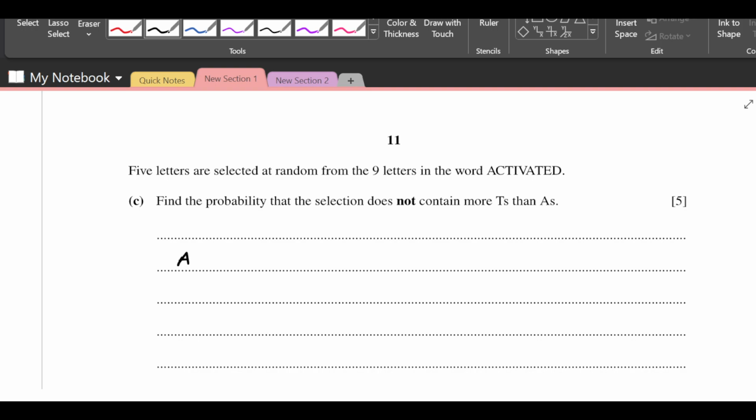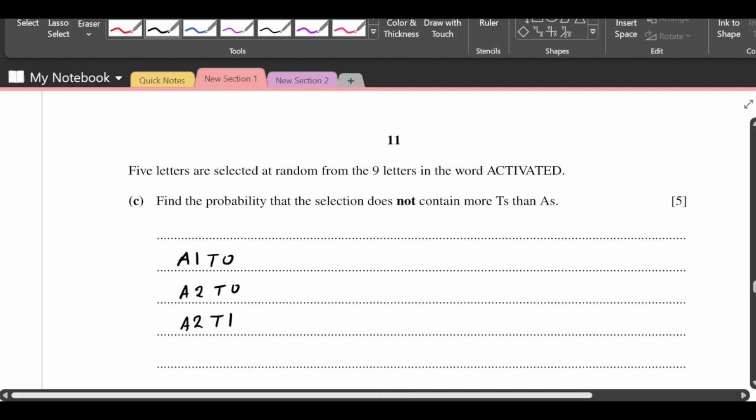So we have different arrangements like here. Find the probability that the selection does not contain more T's than A's. So A1 and T0, I will say. Then we have A2 and T0, and A2 and T1. And we can also have two A's only there. So we have these three cases, right? We have these three cases.